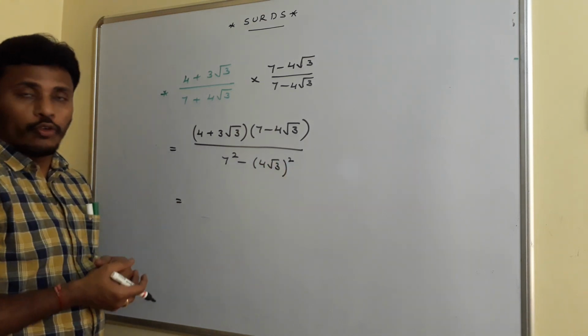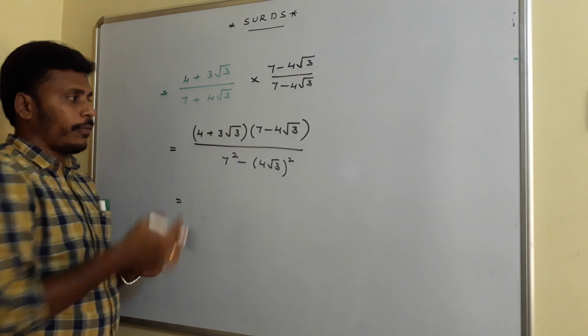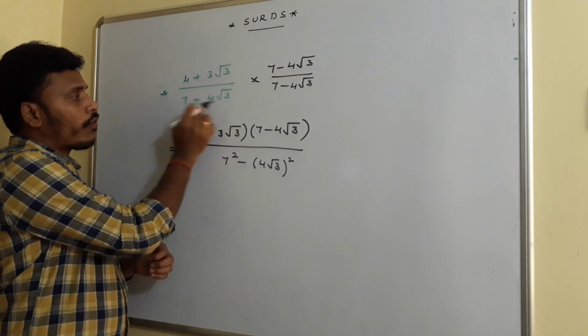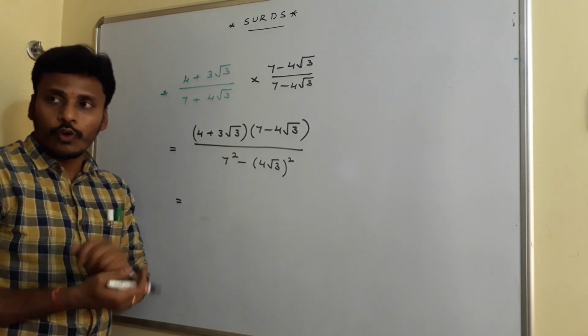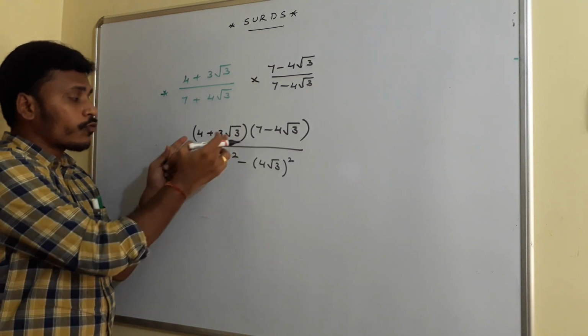Just observe what I am doing. Just change the sign and then multiply. The denominator is of the format a plus b into a minus b, a square minus b square, 7 square minus 4 root 3 square. Whereas the numerator is 4 plus 3 root 3.